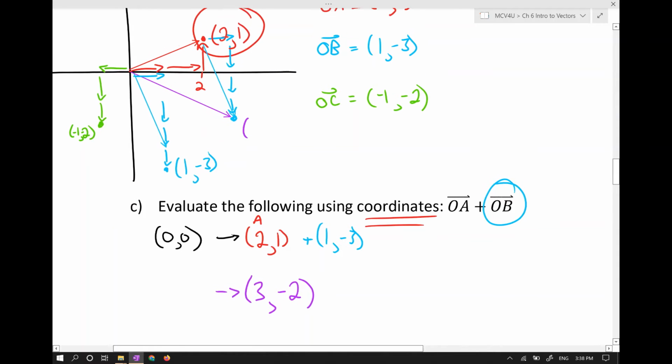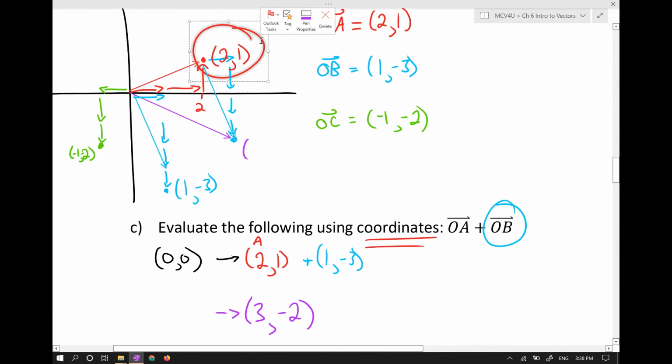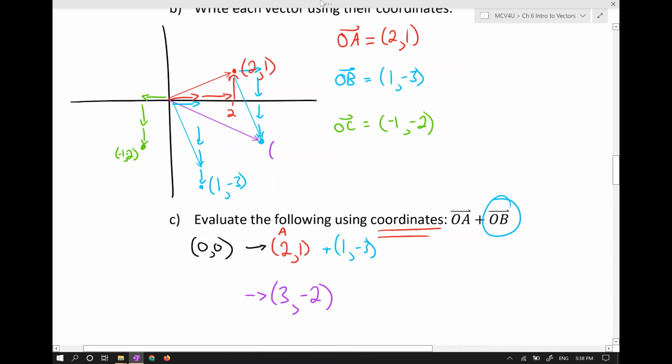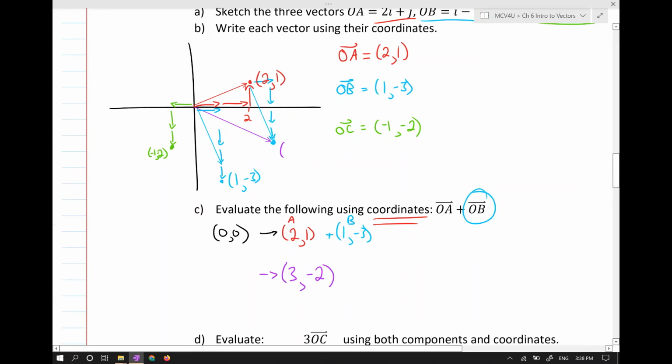Absolutely, because if I look at all of my horizontal unit vectors up here, I have 1 horizontal unit vector, 2 horizontal unit vectors, 3 horizontal unit vectors. Fantastic. And then I look at all my vertical unit vectors: 1 up, 1, 2, 3 down. I'm working with a net value of negative 2 vertical unit vectors. I get to the point 3, negative 2. Fantastic work, folks. Now, I think we have a bit more to go over.